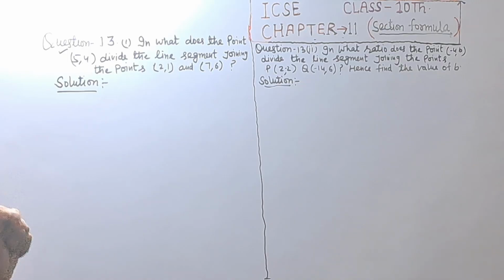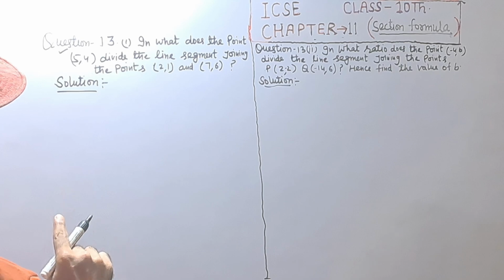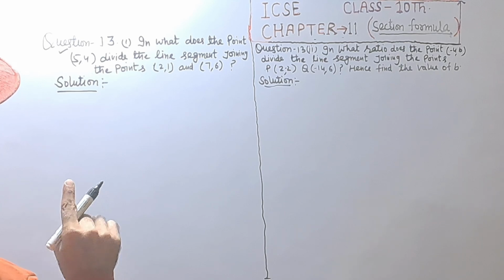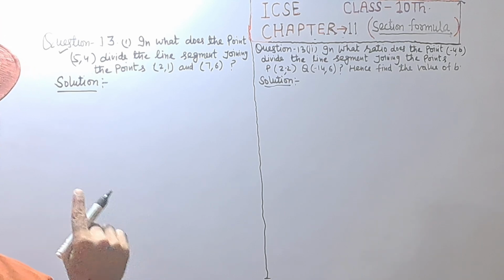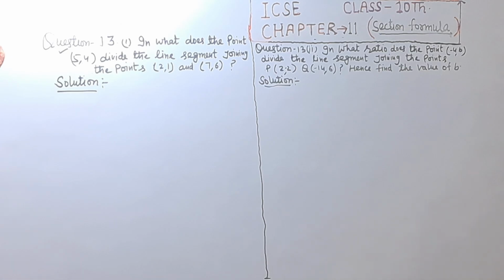Question number 13, first part. In what ratio does the point (5, 4) divide the line segment joining the points (2, 1) and (7, 6)?